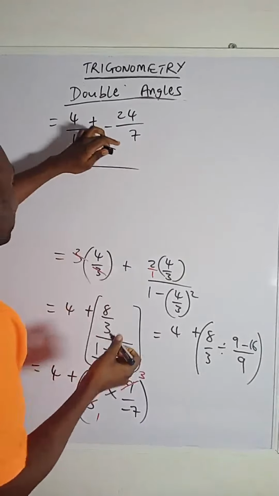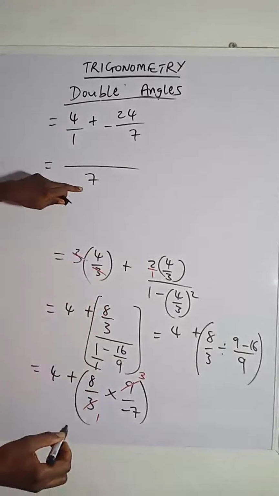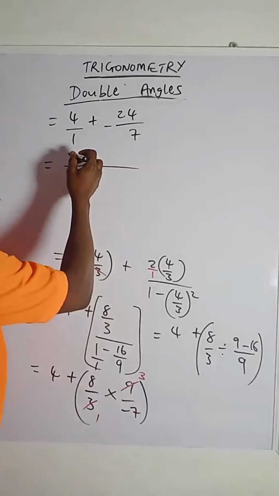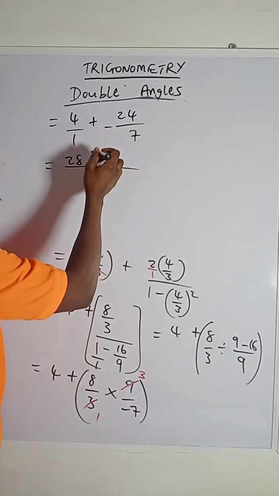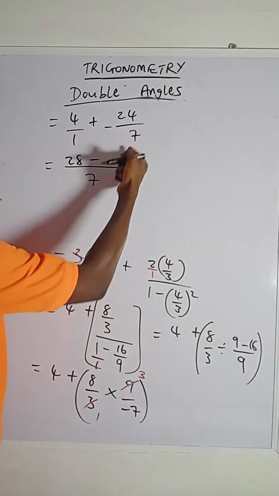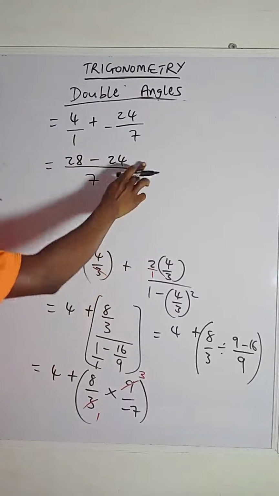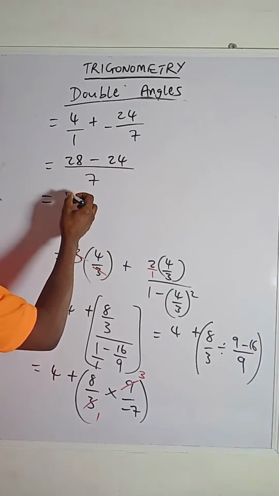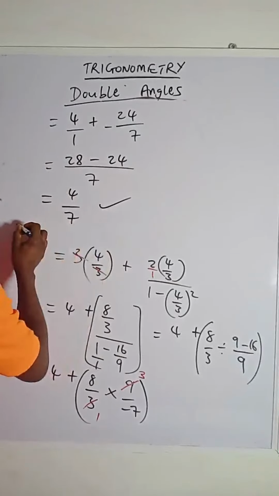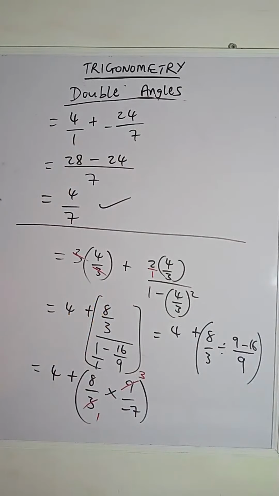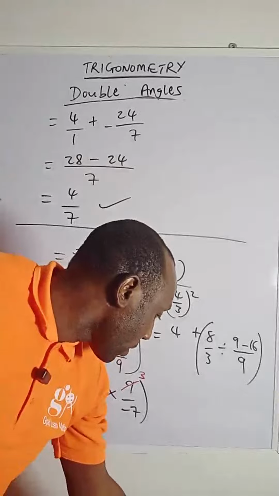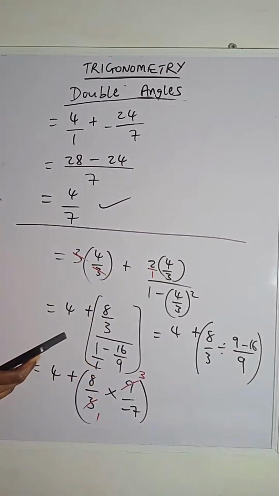The LCM of 1 and 7 is 7. 1 into 7 is 7, 7 times 4 is 28. Plus minus is minus. 7 into 7 is 1, 1 times 24 is 24. So 28 minus 24 is 4, then over 7. That's your answer. 4 over 7 is the correct answer. Okay?